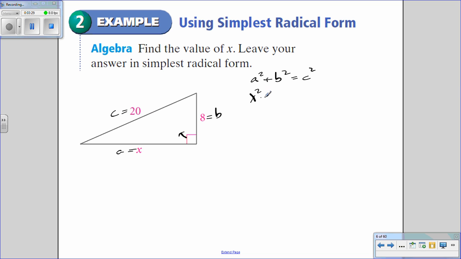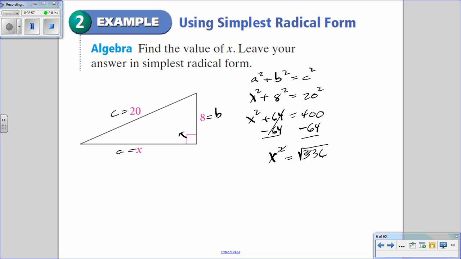So that gives me x squared plus 8 squared equals 20 squared. Now I'm going to calculate my squares. So it's x squared plus 64 equals 400. And I'm going to keep solving this using algebra. So I'm going to subtract 64 from both sides. x squared equals, that would be 336. Now to cancel the square, take the square root.